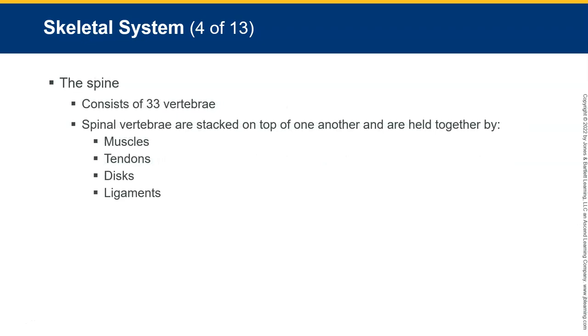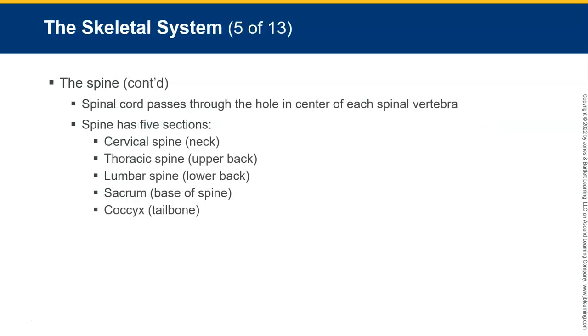Spine has 33 vertebrae. You see the muscles, tendons, discs, ligaments, all of that. Spinal cord passes through the hole in the center of each spinal vertebra. That's one of the really important things: if those get jacked up, whether it's at a weird angle or broken or whatever, all of those nerves that pass through there, that can be a real big problem.